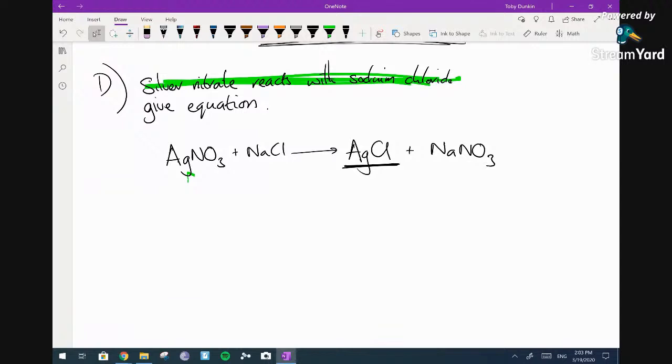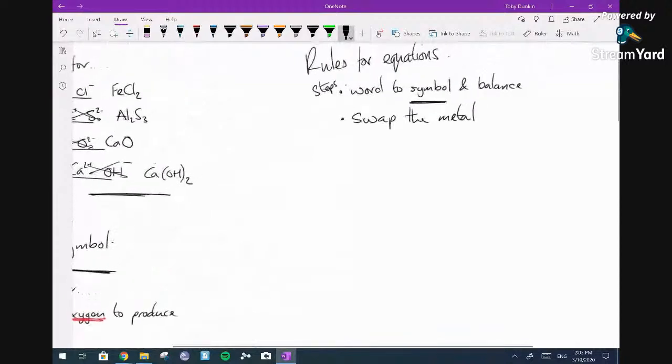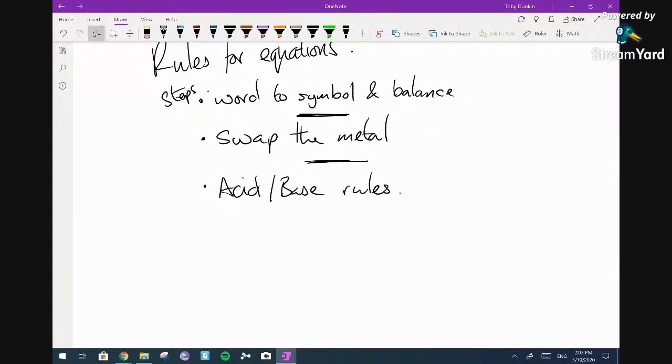Right. Okay. So question E. Again, swapping the metals is super useful. The next set of rules are said to be acid-base rules.